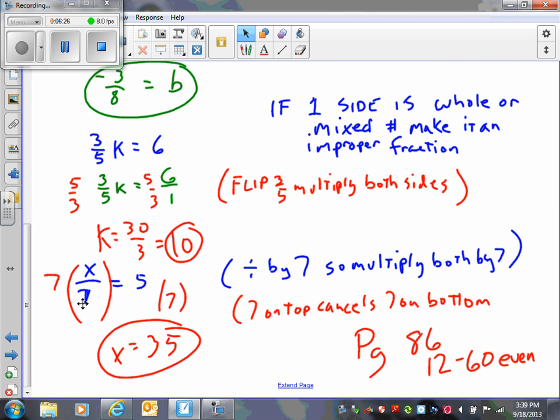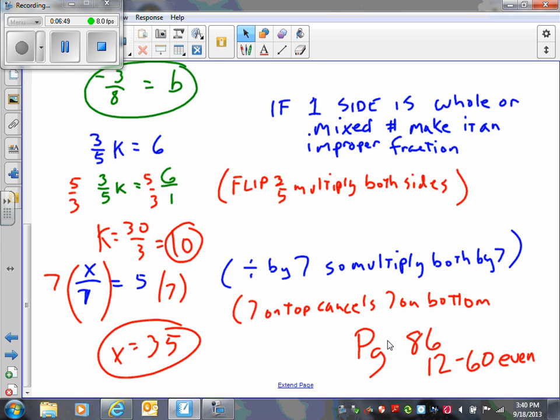Here, I have x over 7. That means division. We're dividing by 7, so we have to multiply both sides by 7. When I multiply by 7, I'm actually multiplying by the improper fraction 7/1. So I'd have a 7 on top. It would cancel this 7 on bottom. Here, I have 5 times 7. I get 35.